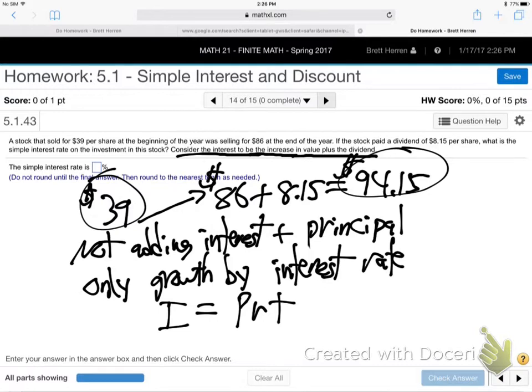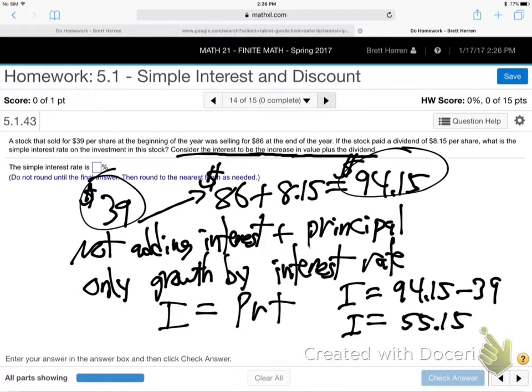Can you tell how much it grew by? The amount of interest is the 94.15 minus the 39. It's the change. So what is that? How much did it change by? 50 something. 55.15. That's how much it went up by.